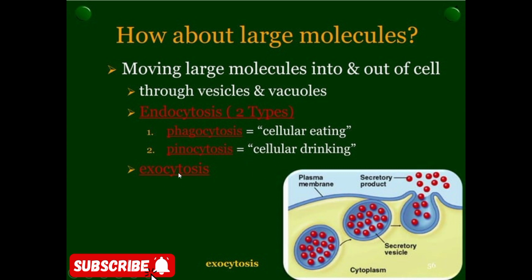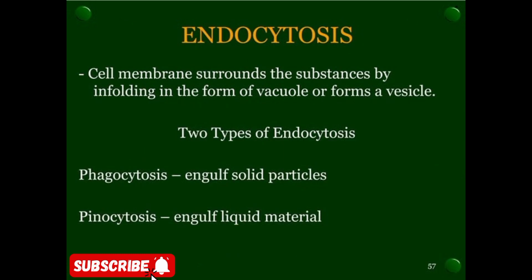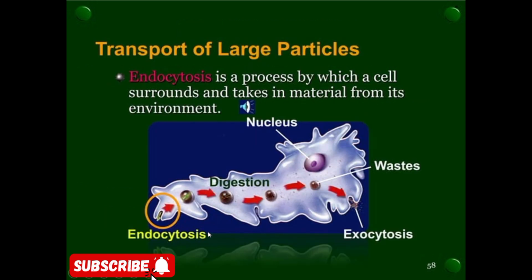And exocytosis means the exit of material from the cell to the outside environment. Exo means exit and cytosis means cell. So the transfer of material from the cell into the outside environment is known as exocytosis. As I have explained for endocytosis, phagocytosis is basically the eating of the cell. Here it engulfs solid particles, and pinocytosis engulfs liquid material.